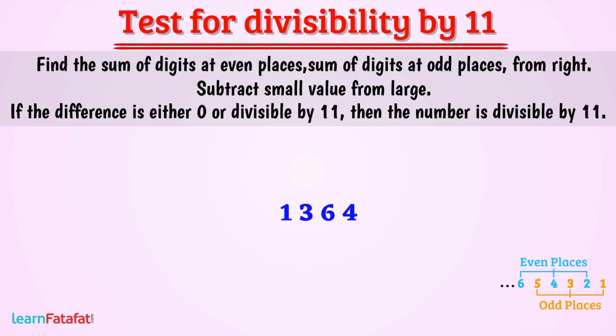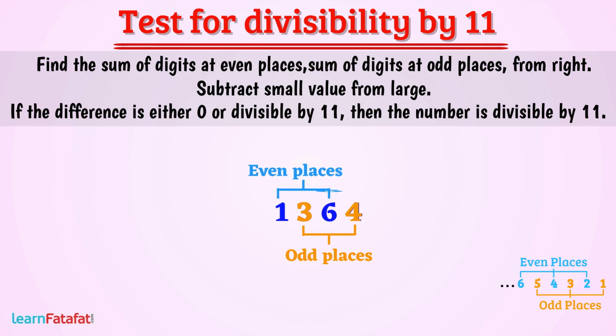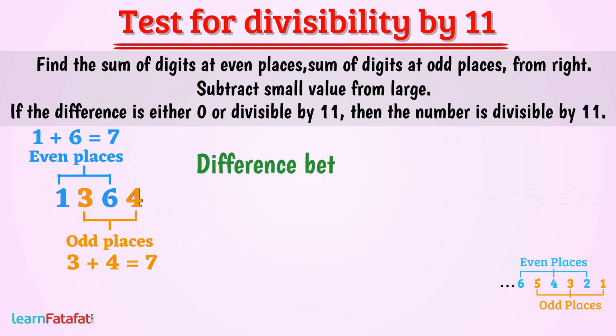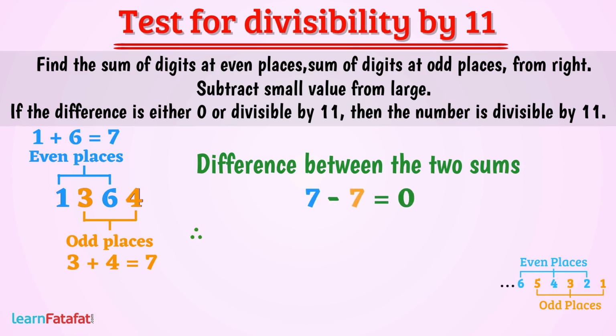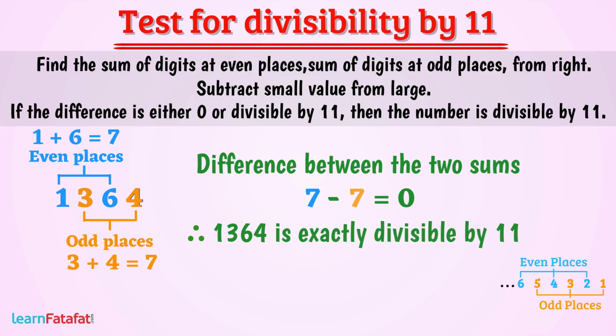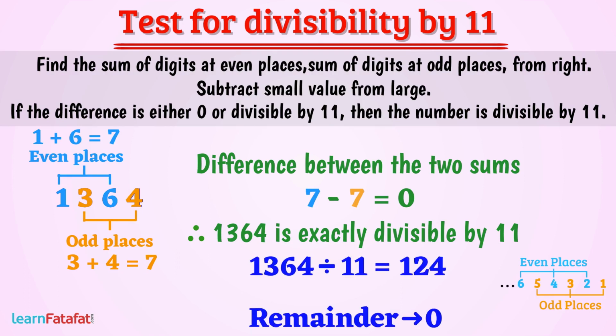For example, in 1364, digits at odd places are 4 and 3, and at even places are 6 and 1 from right to left. Sum of digits at odd places equals 7. Sum of digits at even places equals 7. Difference between the two sums equals 7 minus 7, which is equal to 0. So the number 1364 is divisible by 11. Let's verify this. 1364 divided by 11 equals 124 and remainder is 0.